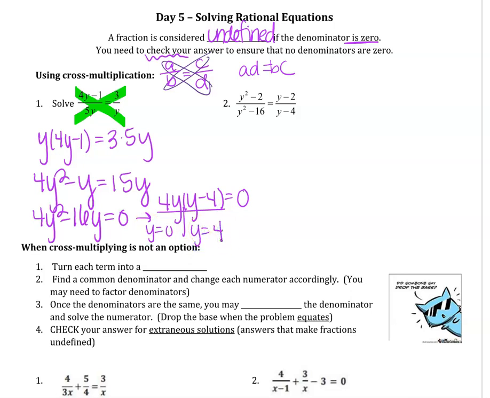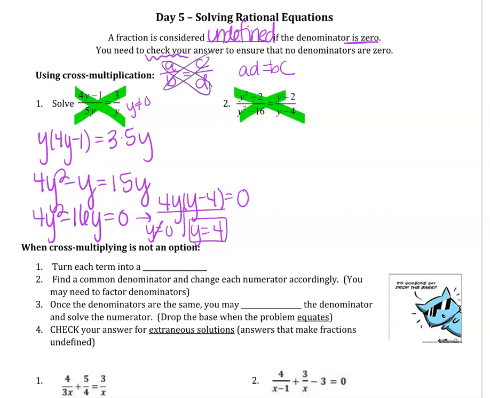Now, this is where you have to check and say, okay, will either of those cause my original problem to be undefined? When I look at y equals 0, either one of these places would cause the denominator to be equal to 0. Because again, if you look at my original problem, I know that I can't have y equals 0 because that'll cause us to go undefined. So that means I will reject y equals 0 and get y equals 4. This is what's known as an extraneous solution. It's a solution that comes up algebraically, but when I check it in the original, it actually rejects.